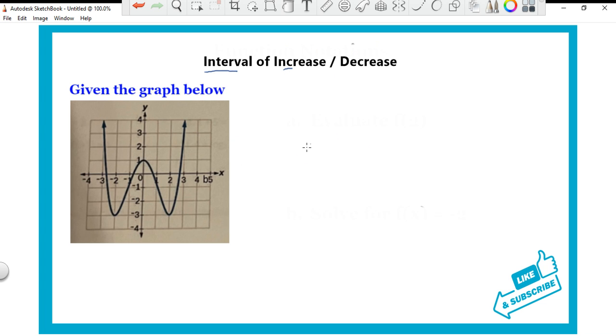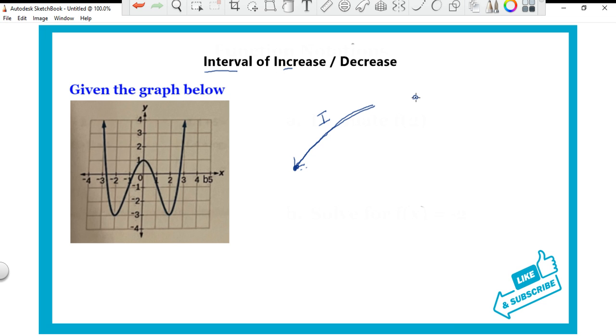Okay, so it's always from left to right. If I start in here and I go to the right, from left to right, I'm going up. So that means I am increasing, right? From left to right, I'm going up. Even if I have an arrow that points down there, it looks like it's going down, but really you have to think that you start your pen from the left side going to the right side. So that's an increasing part.